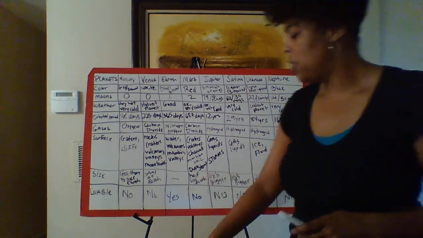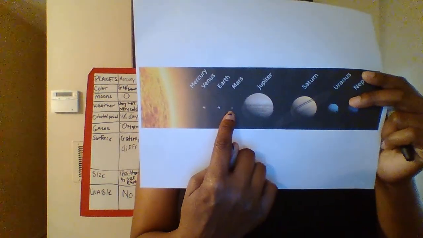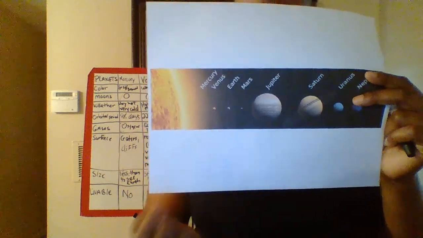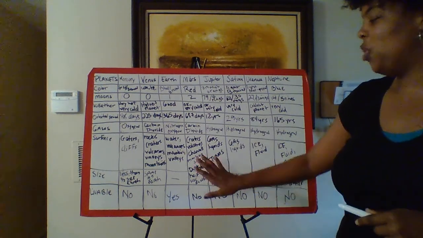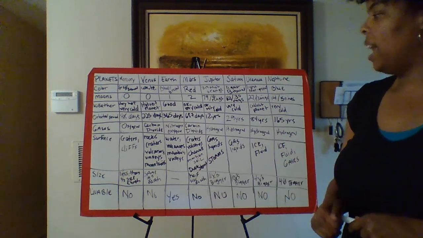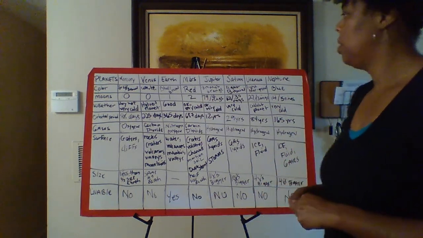Now, if you look at the picture, Mars, as far as size goes, is half the size of Earth, okay? But because the main air is carbon dioxide and you got dust storms and it can be really, really cold, Mars isn't a typical planet to live on, okay?